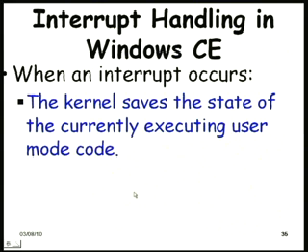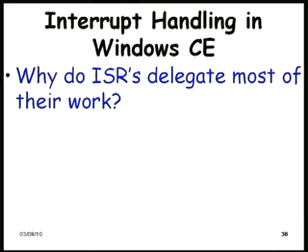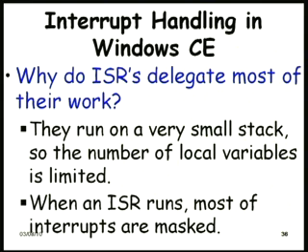When an interrupt occurs, the kernel saves the state of the currently executing user mode code as soon as the instruction completes, and then the kernel invokes the ISR to handle the interrupt. But most of the responsibilities of the ISR are delegated to a deferred procedure call. The main reason for that is that ISRs typically run in the kernel mode. They have a very small stack and the local variables are limited, and also since it is kernel mode, most of the interrupts are masked. By doing most of the processing in the deferred procedure call, you can reduce the time the interrupt is masked.